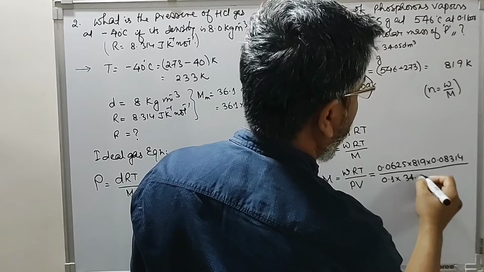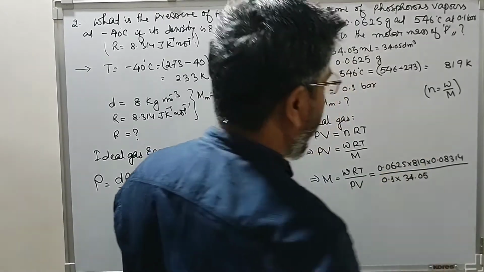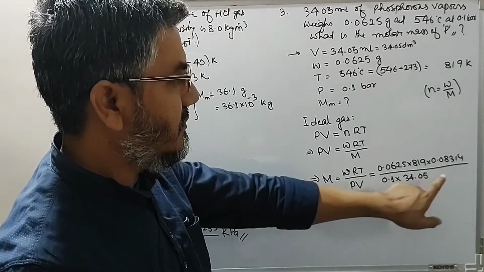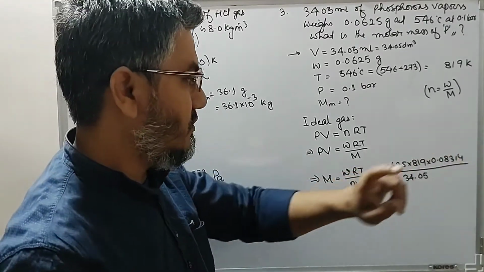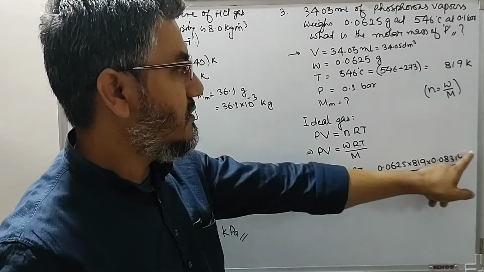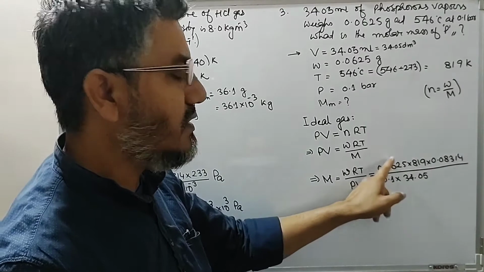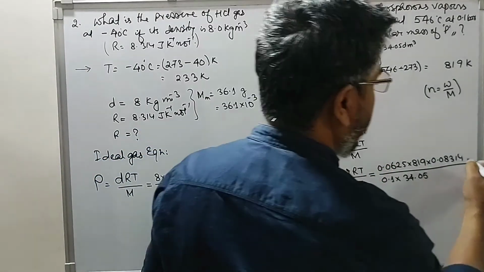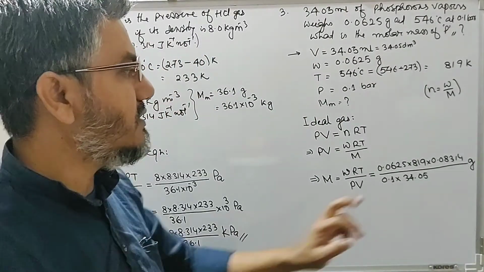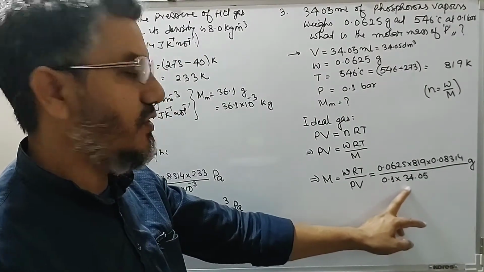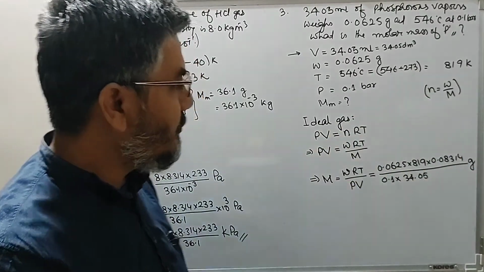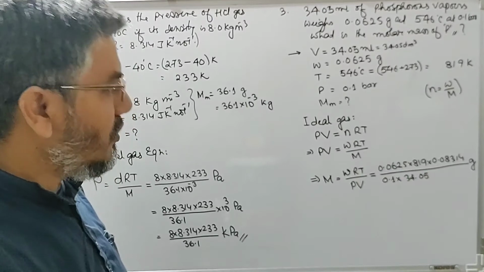So look at this. This volume dm cube and this dm cube will cancel out. This is pressure, bar will cancel out. Temperature will cancel out. What is left is gram. So these must be in terms of gram units. So on simplification we will get this simple value. So this mass will be in terms of gram. So this is how we find molecular mass.